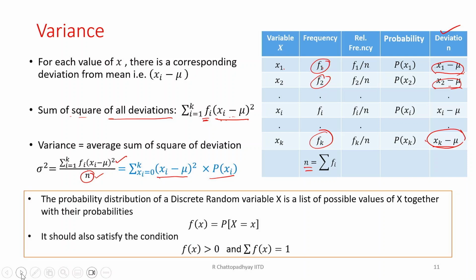The probability distribution of a discrete random variable x is a list of possible values of capital X together with their probabilities. It should also satisfy the condition that each fx should be greater than 0 and sigma fx has to be equal to 1. So this is how we can calculate the variance, that is deviation square multiplied by corresponding probabilities and then sum them up, we get the variance sigma square.